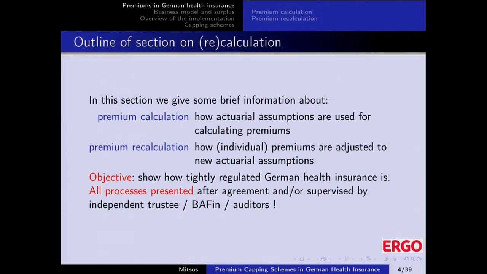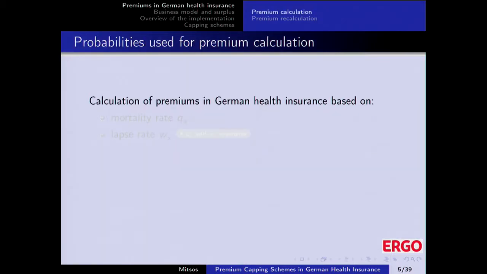All the processes I will talk about are supervised by at least one authority, usually this independent trustee. He's a very important person for us. The BaFin is the supervising authority. The internal auditors must be informed or agree to some processes, and sometimes other authorities may also intervene, the tax authority, for example, or the ministry. And the processes are at least supervised, and many of the processes are allowed only after agreement with the independent trustee. We need a green light to go forward with anything.